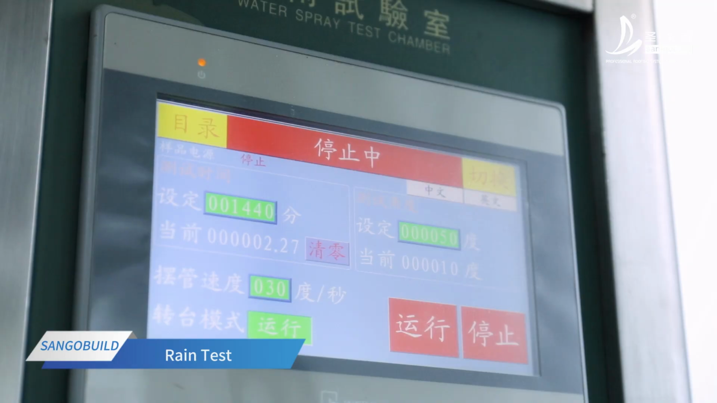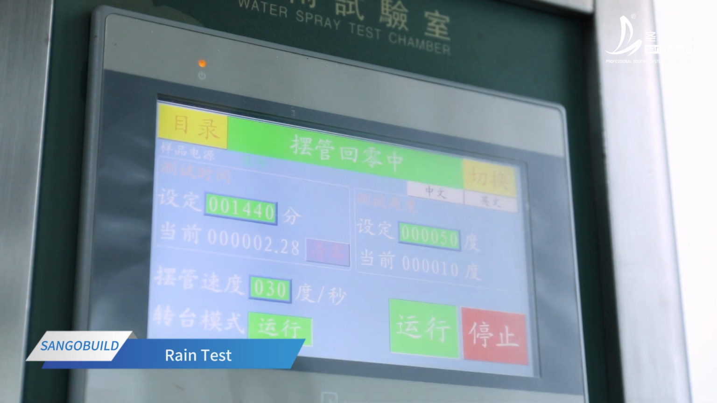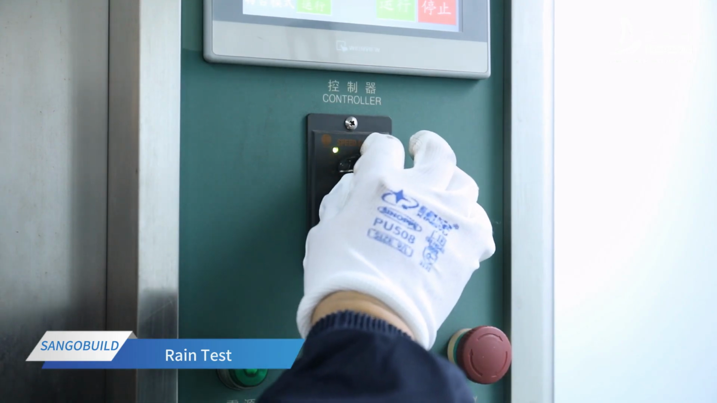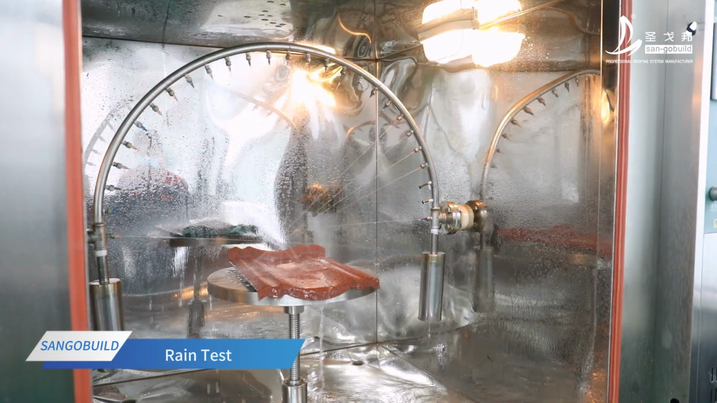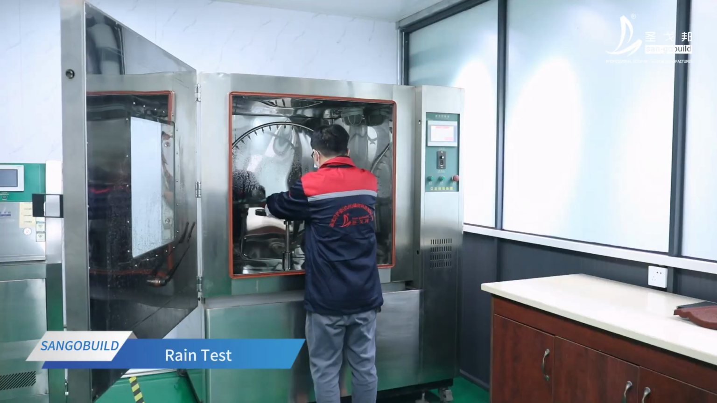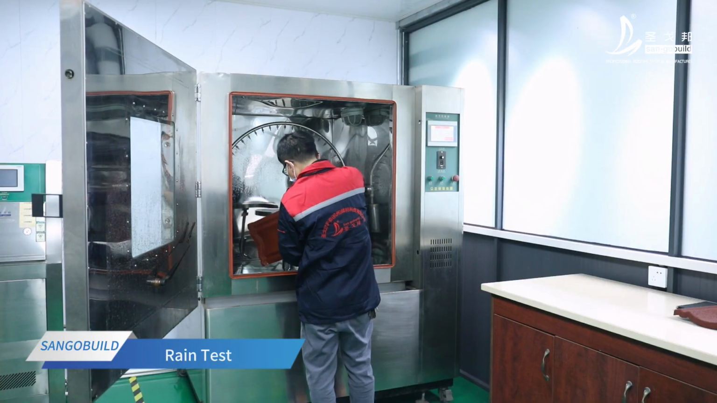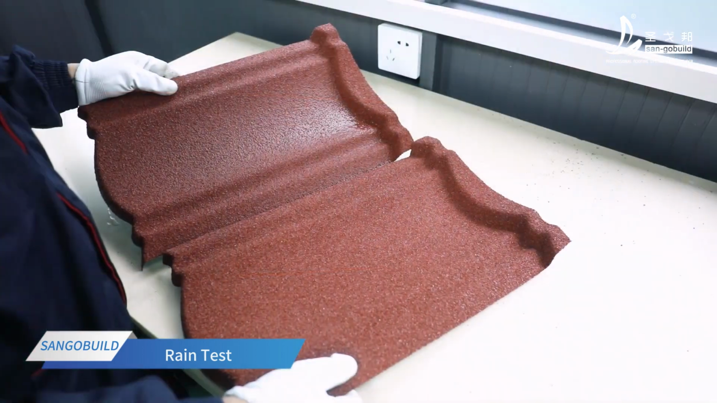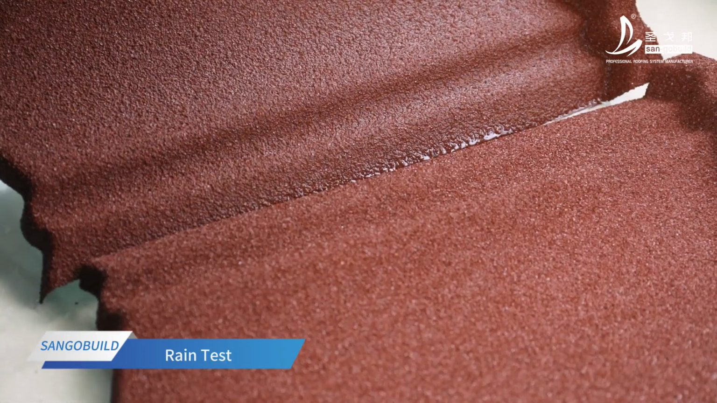After a period of testing, the laboratory technician compares the sample with the untested sample. The sample of stone-coated roof tile has no stone granule fading and other change. Pass the test of rain acid environment.